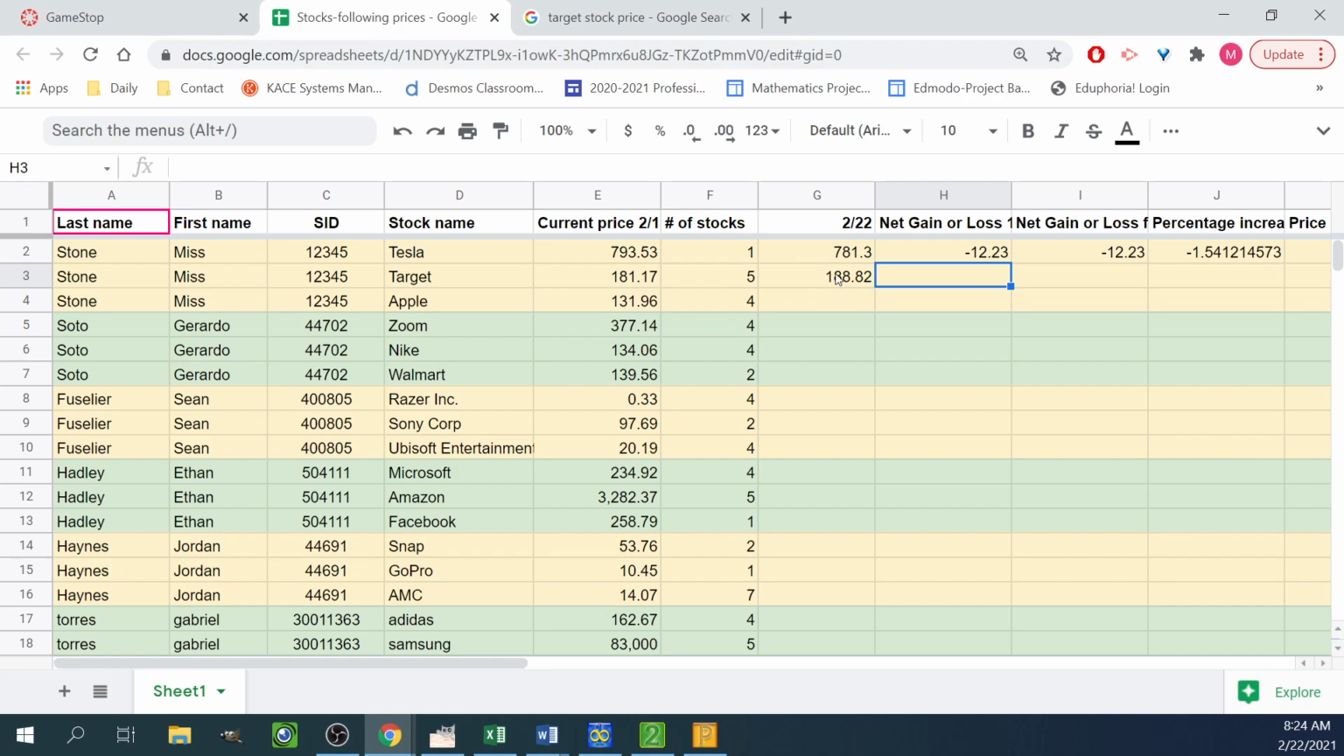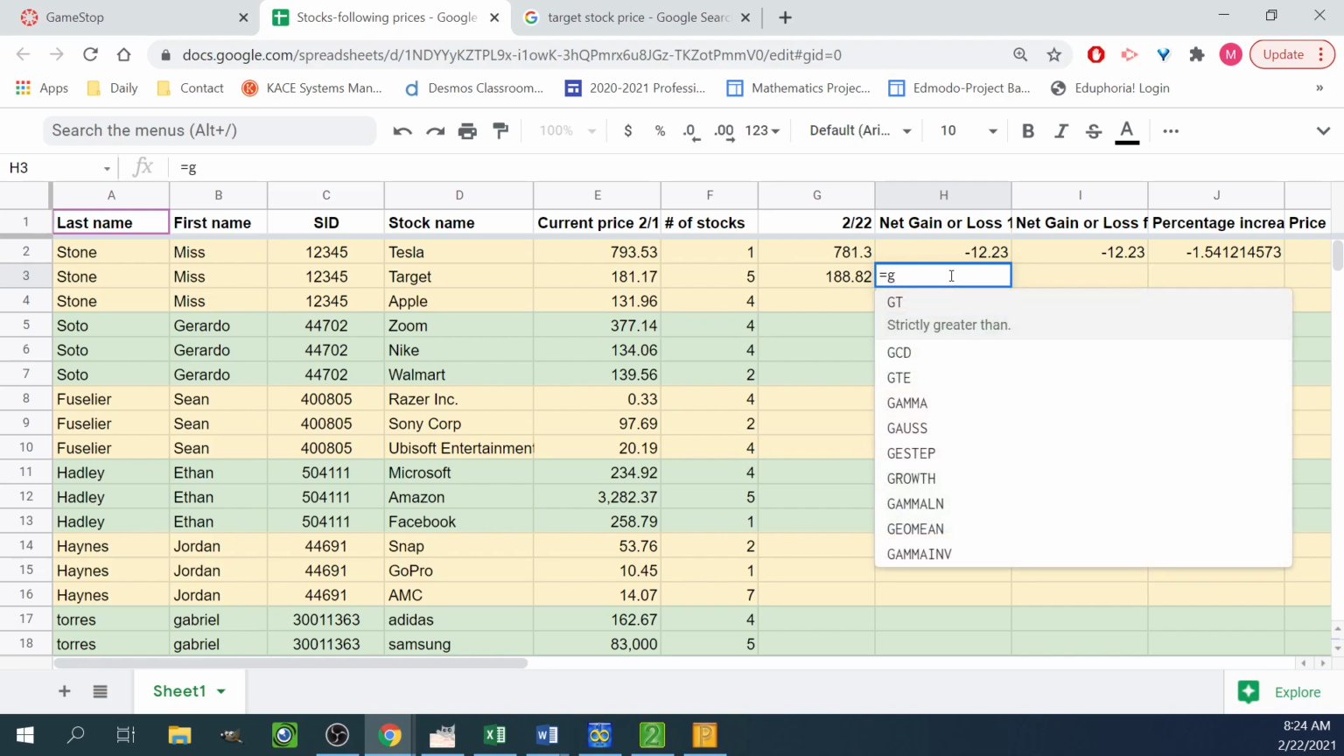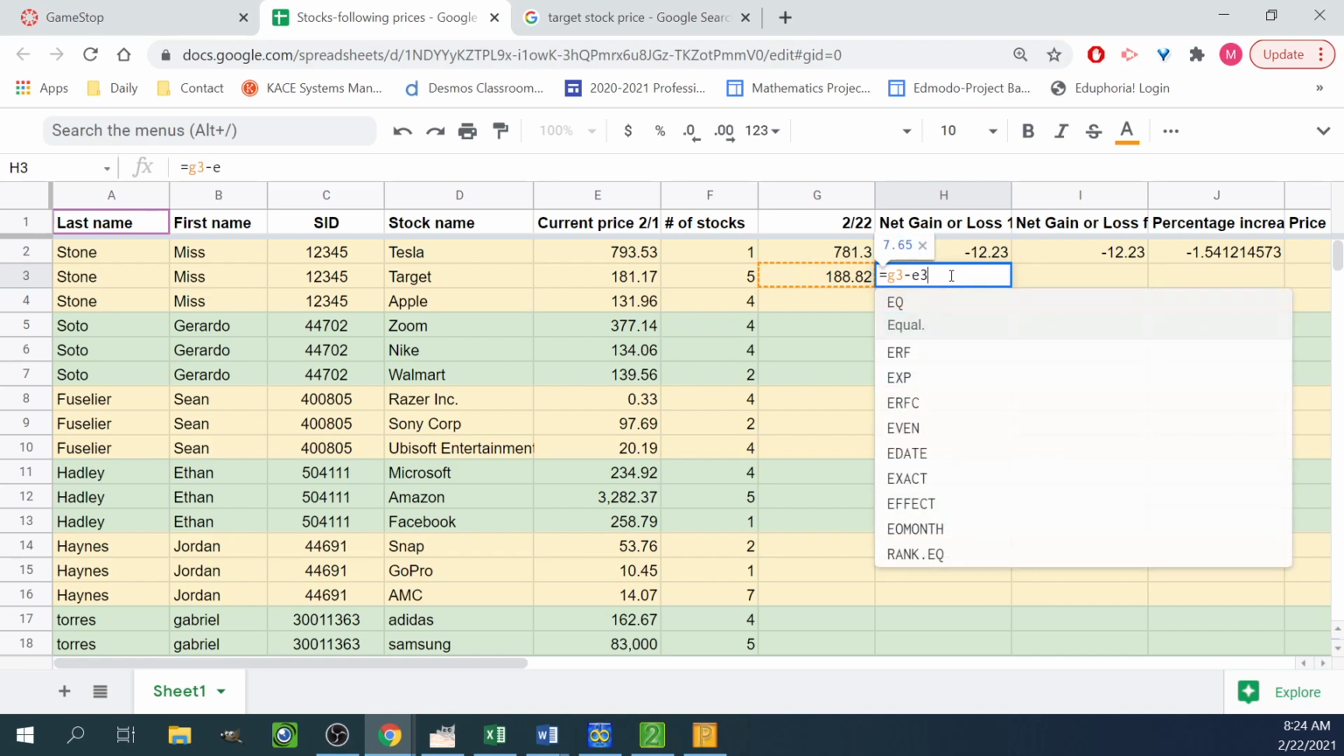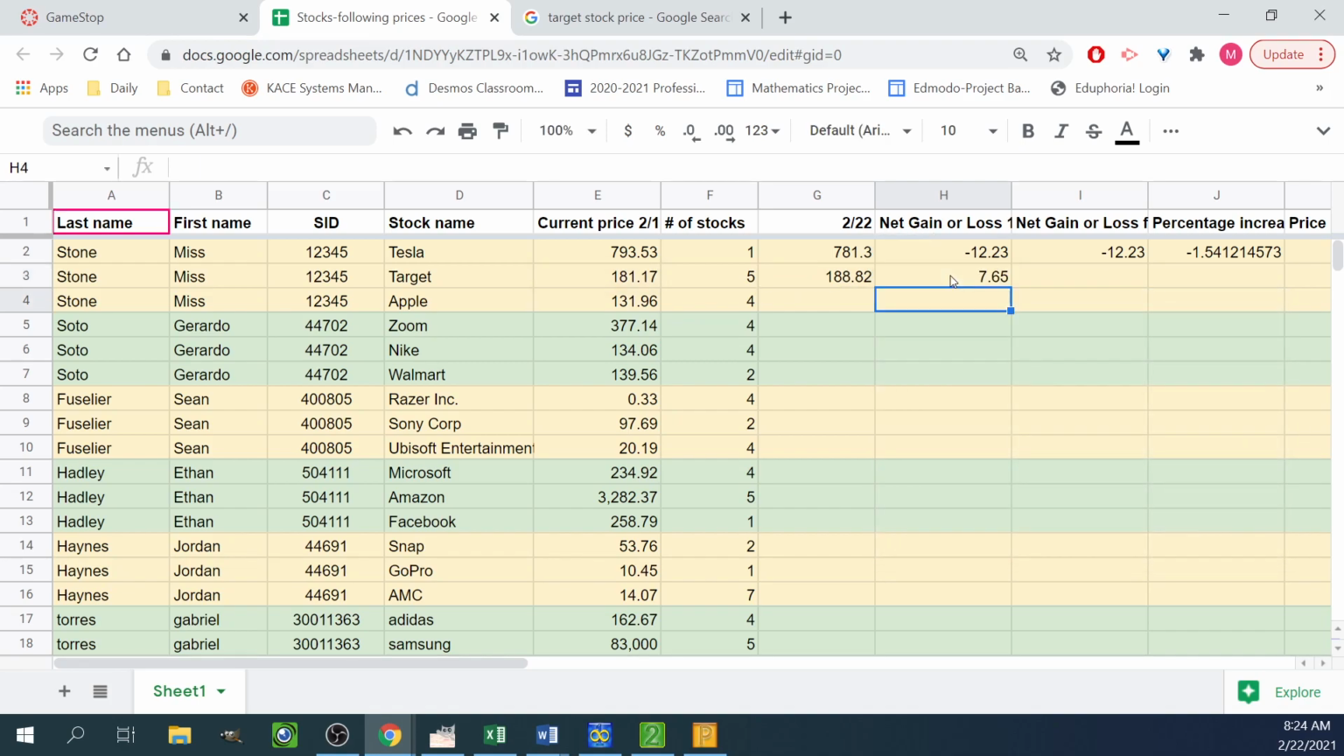So we're going to take whatever this is, which for me is G3. Can you guys see how I'm at G3? I'm going to put in equals G3, take away E3, and that's going to give me gain or loss. So can you see that I had a gain of $7 and whatever? You following me, yes or no? You're going to have to do this in just a minute.